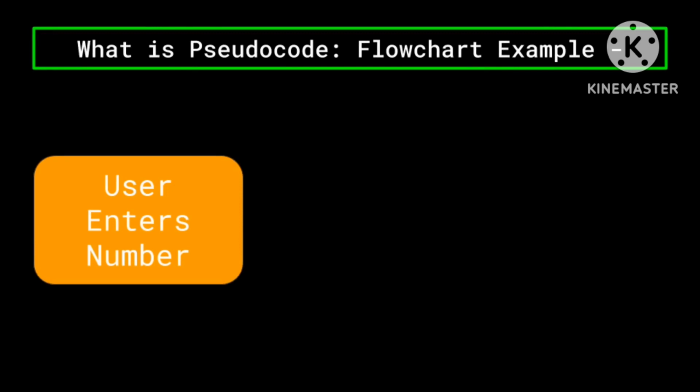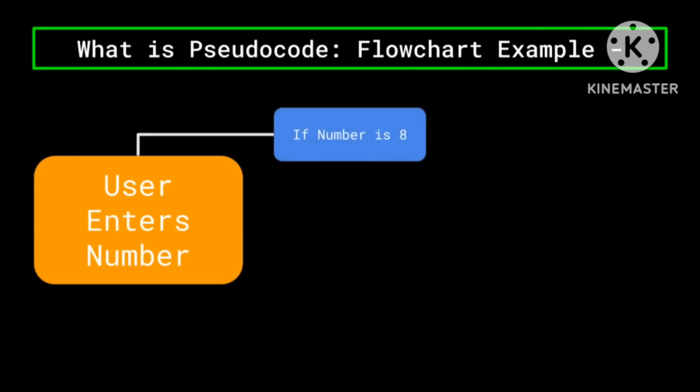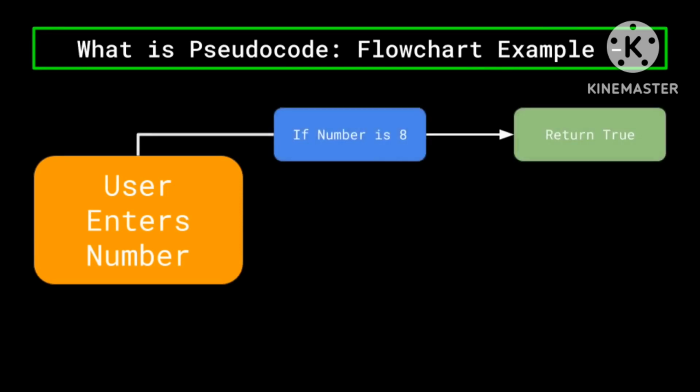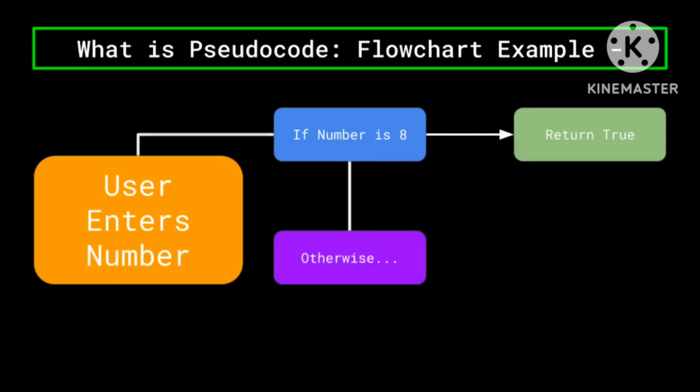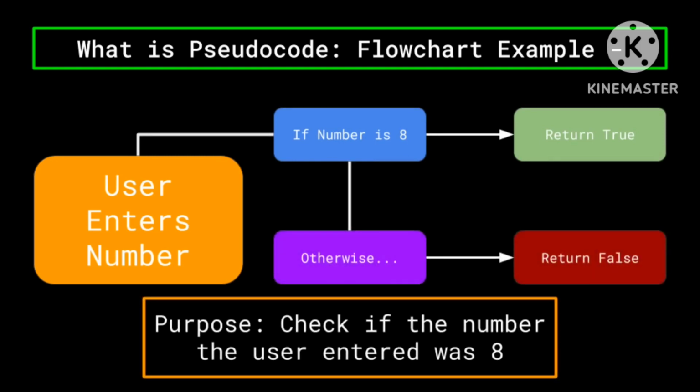A user enters in a number, and if the number is 8, I want the program to return true. However, if the number is not 8, then I want it to return false. It's a great way to visualize what the function's overall purpose is, and also look for any errors that you may have missed when thinking about the function, such as a missing path. It also abstracts the programming statements up to simple blocks, making it easier to modify or change completely.